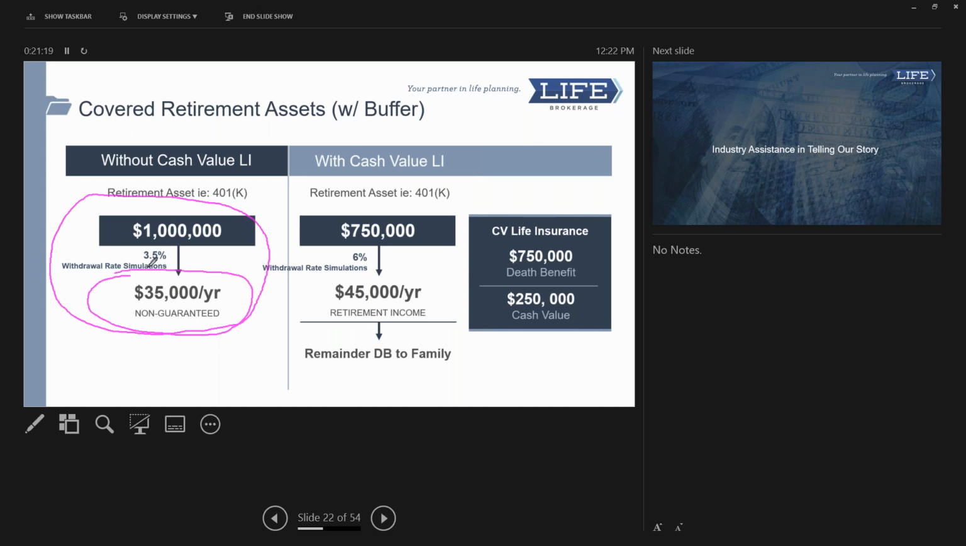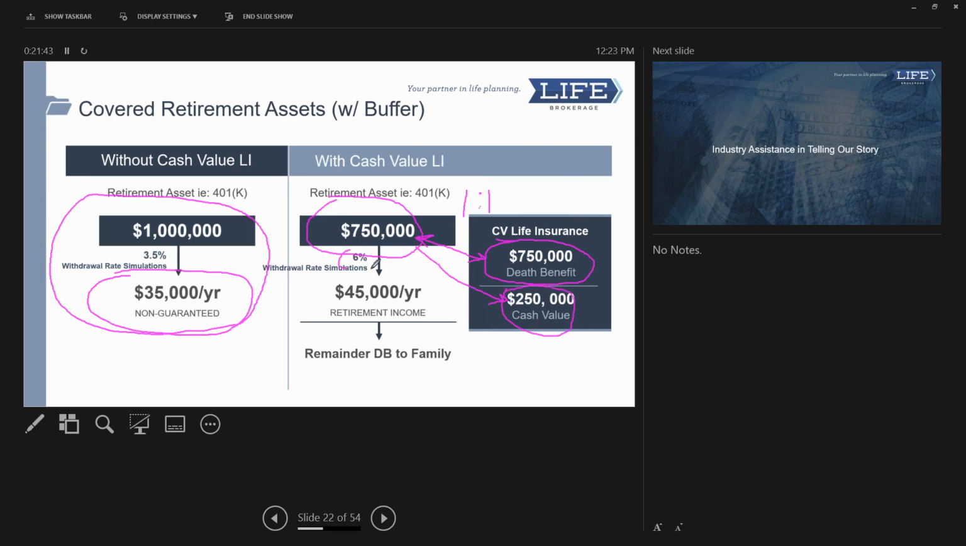If that $1 million asset was split between $750,000 of equities and $250,000 of cash value with a $750,000 death benefit, we want to try and match. There's some math goals here. We want a 1-to-1 ratio between equities and permanent death benefit that also carry a significant amount of cash.